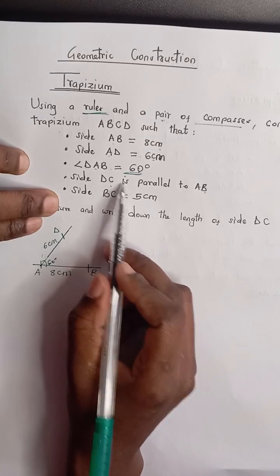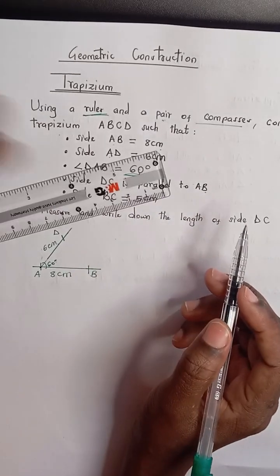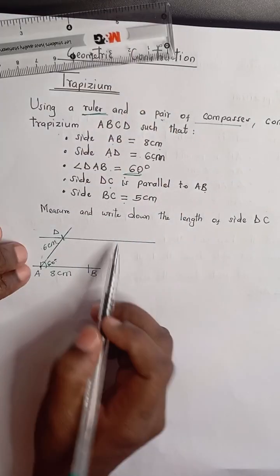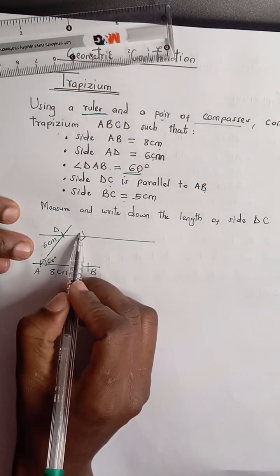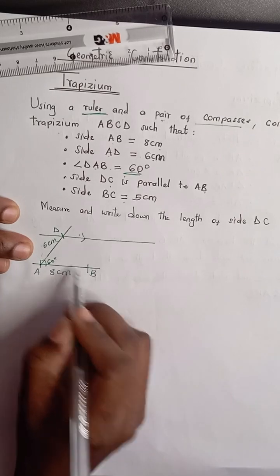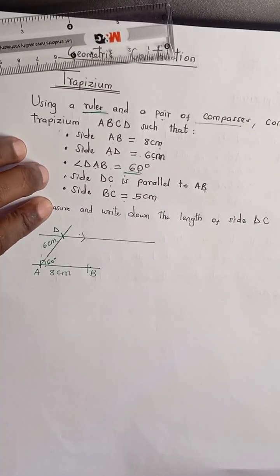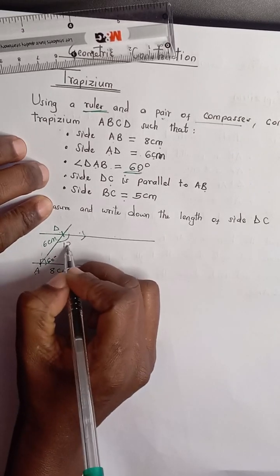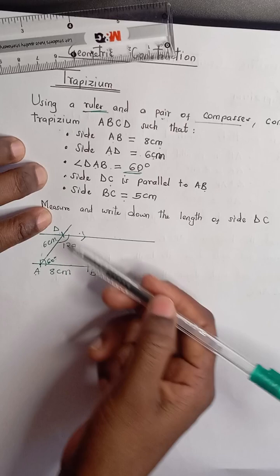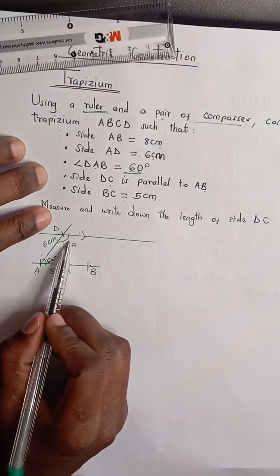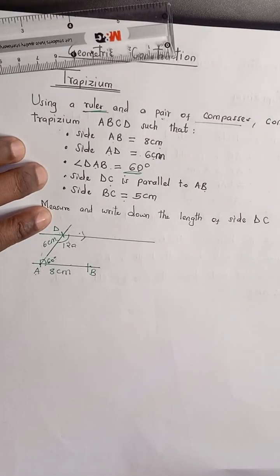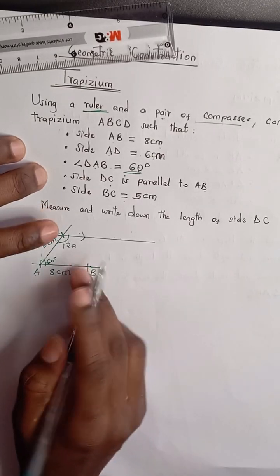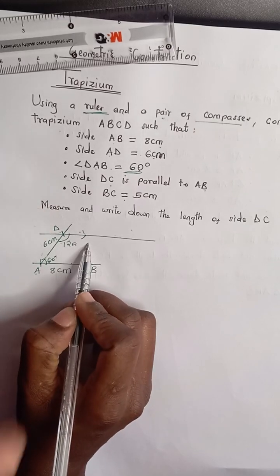Side DC is parallel to AB. Now this is our DC, it is parallel to AB. This means the angle here, angle ADC, is 120 degrees, because these are parallel lines cut by a transversal line. So this angle plus this angle should add up to 180 degrees. That means to get angle ADC, you take 180 minus 60 degrees, that is 120 degrees.